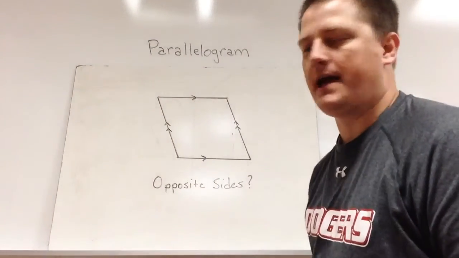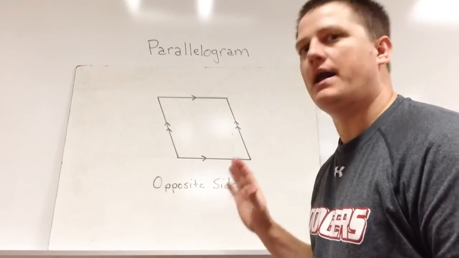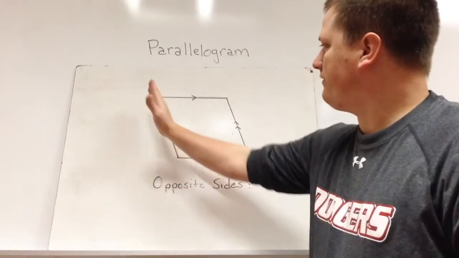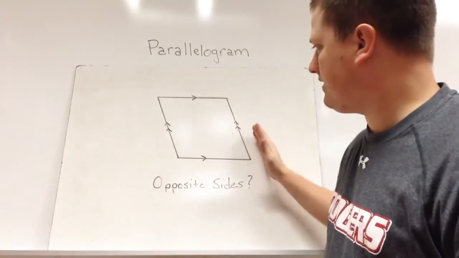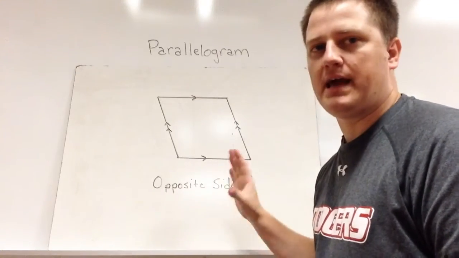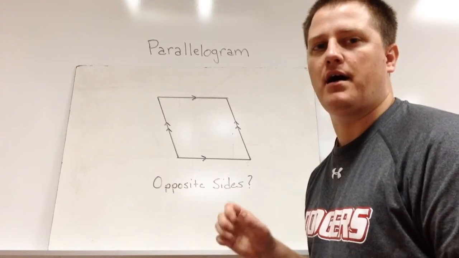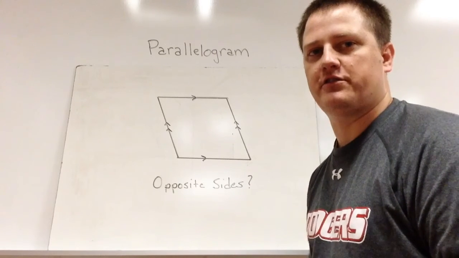The next one we want to look at is, I've just drawn a regular parallelogram. We want to focus on opposite sides. So we've got this side here and this side here. Now obviously opposite sides are parallel, but does it look like there's any other statements that you can make about opposite sides other than just that they're parallel?